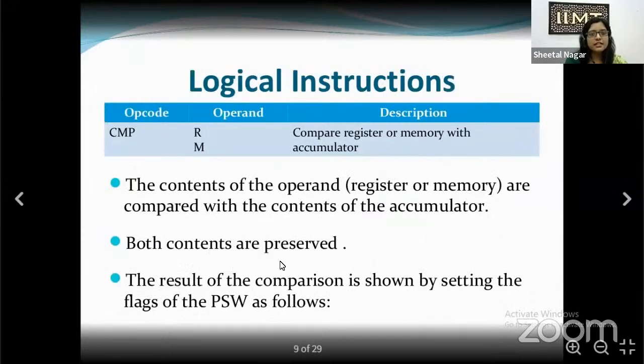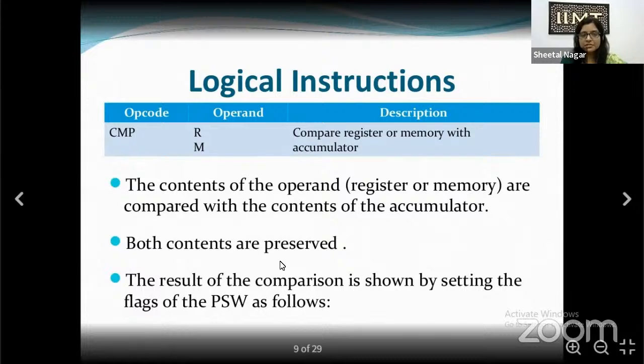Now logical instruction compare. The first instruction which we are going to discuss is CMP. Operand is R or M. Now what will happen after execution of this instruction? CMPR is the first case for the compare instruction. CMPR means compare the contents of R, where R means any general purpose register.